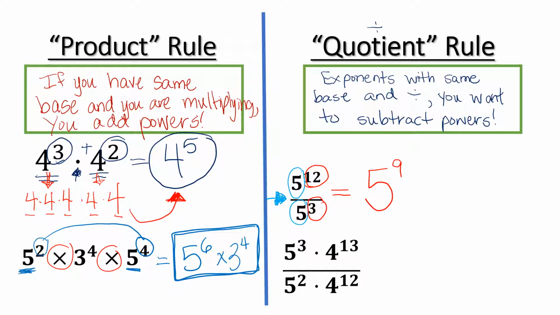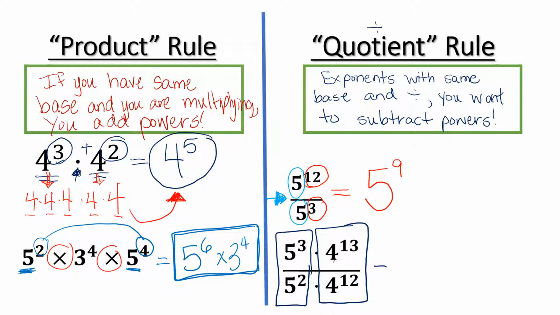If we look at the second example, it says 5 to the third times 4 to the 13th, all over 5 to the 2nd times 4 to the 12th. In this example, we can't put the 5 and the 4 together. They're different bases. But what we can do is break it up into two little sections here, and both of those are being divided, or there's a fraction bar.